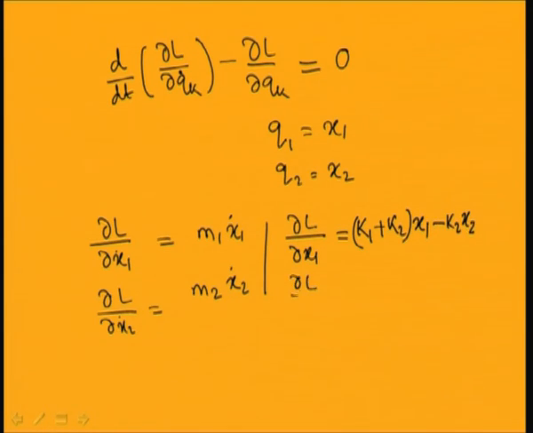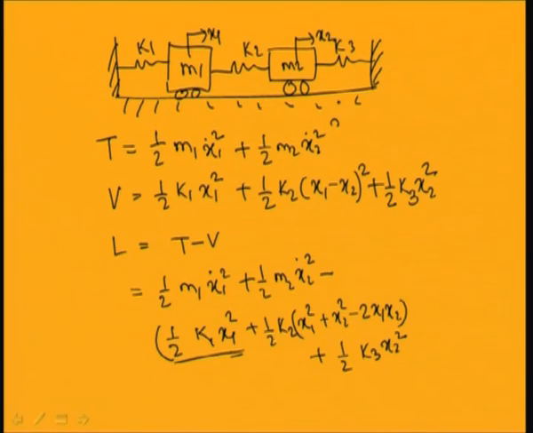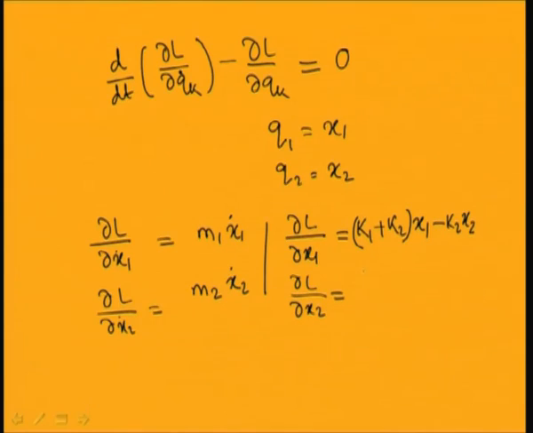Similarly, del L by del x2 I can find. So, you just check, from these terms you can find x2 square. So, differentiation of this will be equal to 2 x2. So, this is k2 x2, and from this it becomes minus k2 x1, and this will give rise to k3 x2. So, I can have k2 plus k3 x2 minus k2 x1. So, this becomes k2 plus k3 x2 minus k2 x1.